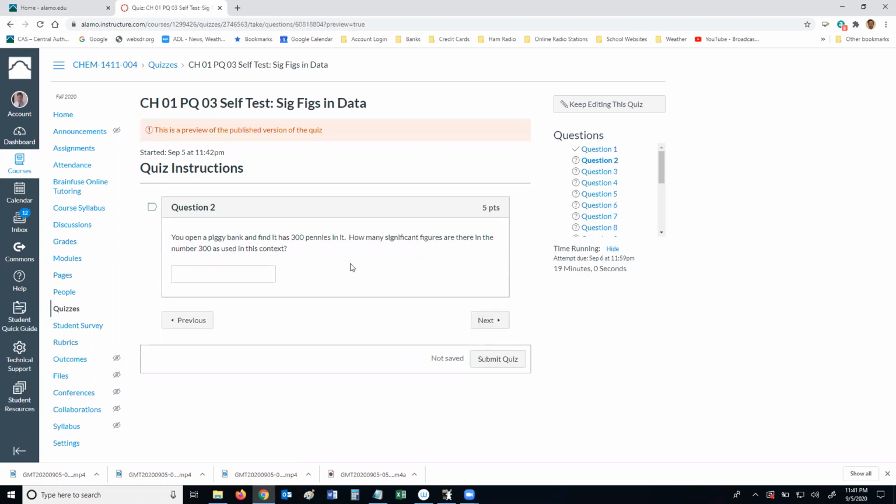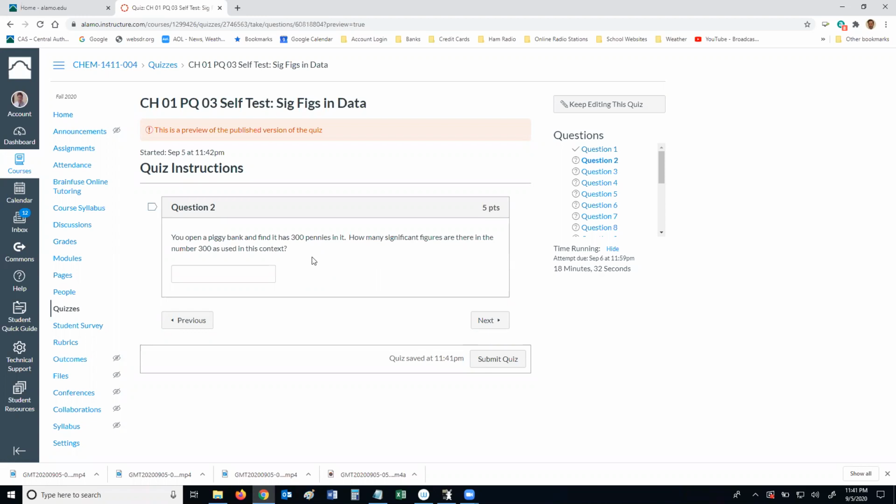Okay, question 2. You open a piggy bank and find that it has 300 pennies in it. How many significant figures are there in the number 300 as used in this context? Well, the 300 here comes from a count of discrete objects, that is, objects that never come in fractions. And so this number is exact.